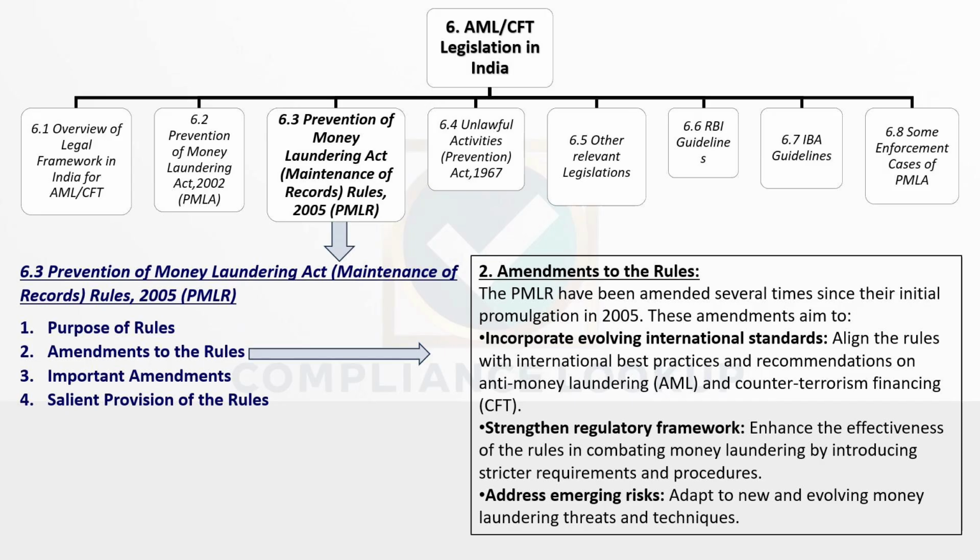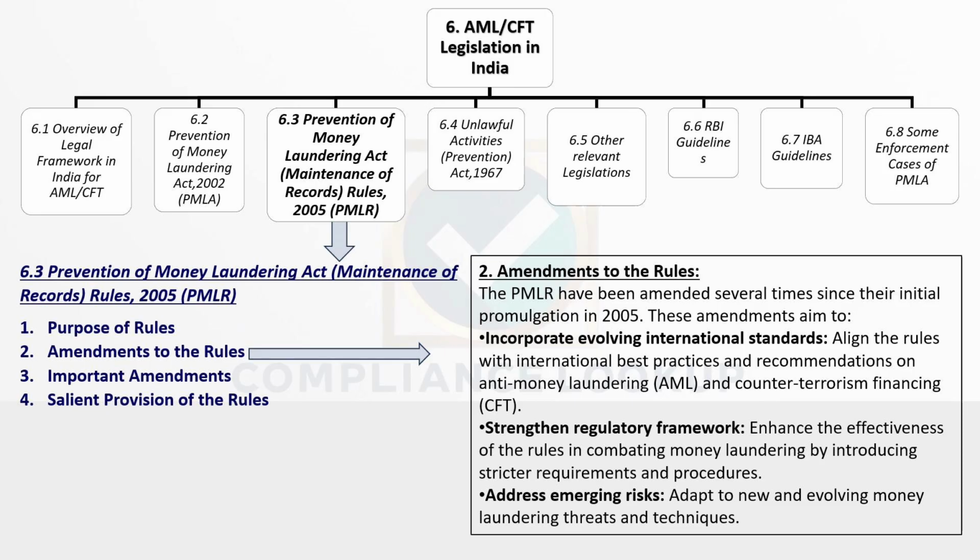India wants to align its rules with international anti-money laundering and counter-terrorism financing standards. Organizations like the Financial Action Task Force provide recommendations that countries should follow to combat financial crimes globally. Example: after FATF recommended stronger controls on the financial dealings of politically exposed persons, PEPs, India updated its rules to ensure banks and financial institutions follow stricter verification and monitoring processes for such individuals.